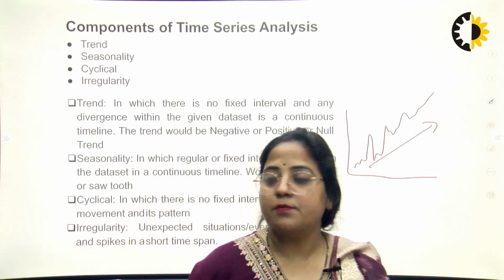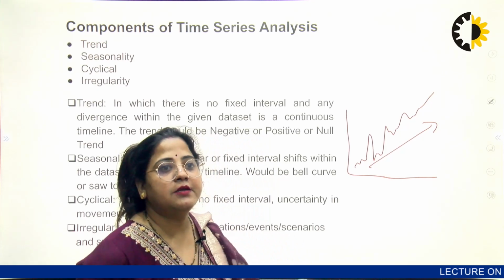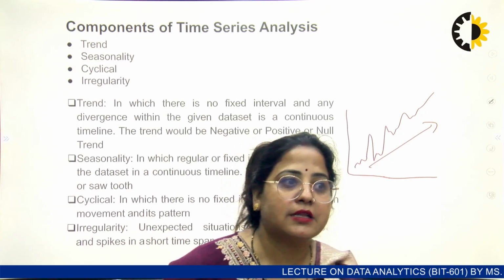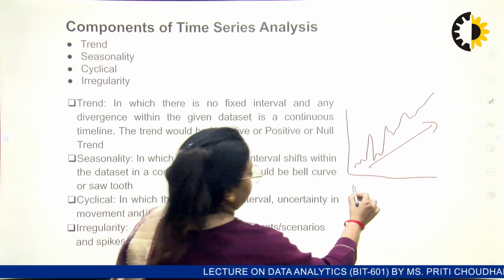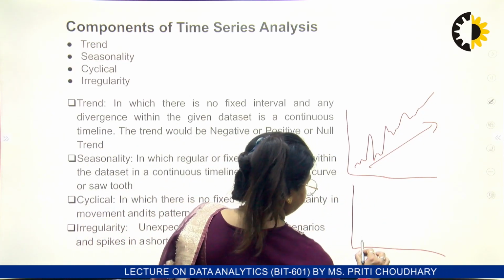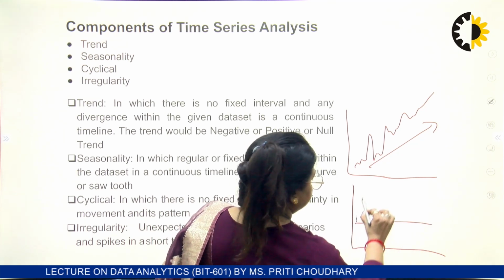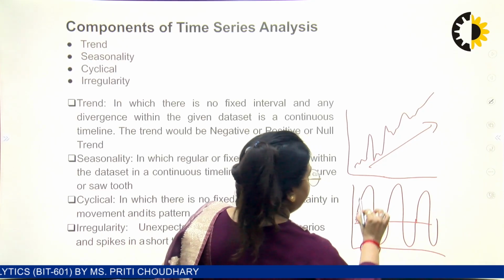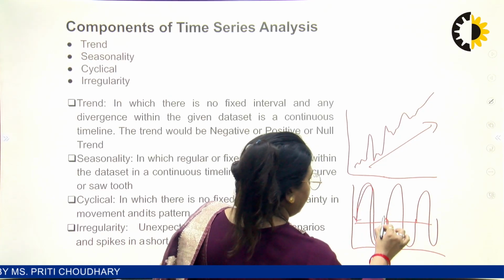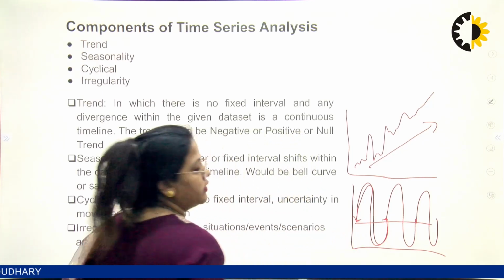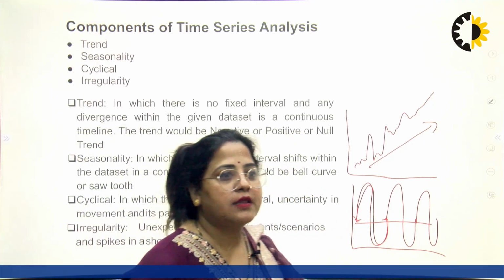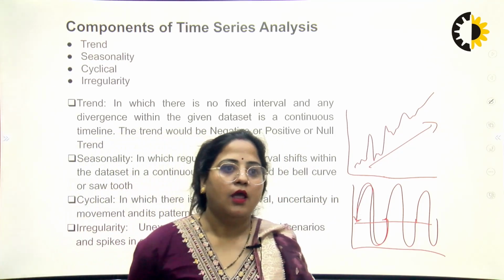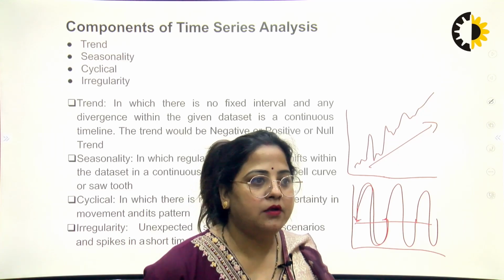Now comes the next component, that is seasonality. Seasonality means a fixed-interval shift within a data set in continuous time. The second example of seasonality is where your data is in this form. So here this data is the first cycle and first season, and also this is the seasonality. Now comes the second one, cyclic. Cyclic is also like seasonality, part of a fixed interval, and a certain movement of a repeated pattern.